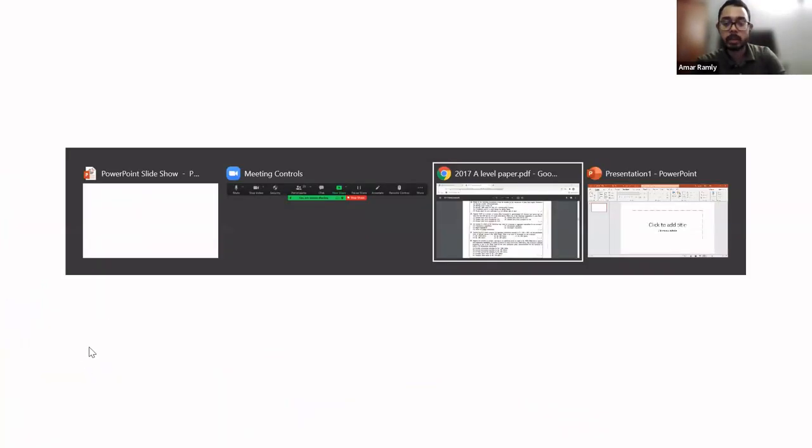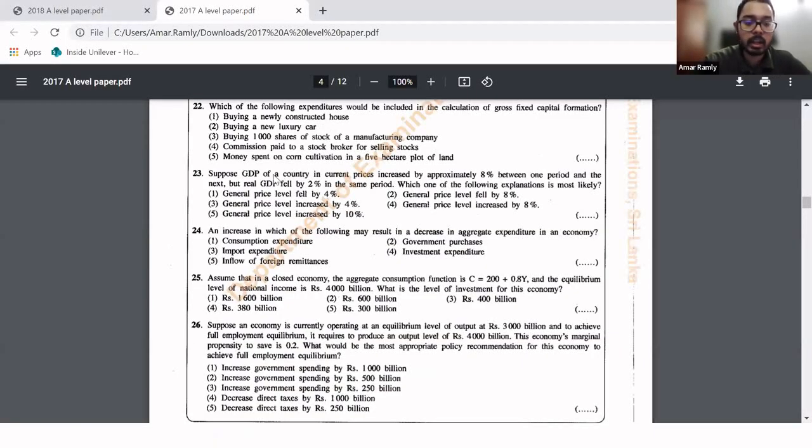Now let's go back and look at what the question is, now that we have that understanding. GDP in a country in current prices increased by approximately 8% from one period to the next, but real GDP fell by 2%. Which one of the following explanations is the most likely? So guys, real GDP fell by 2%. Understood. GDP at current prices increased by approximately 8%. Guys, this is your nominal GDP.